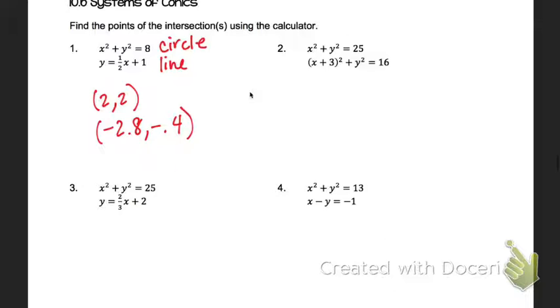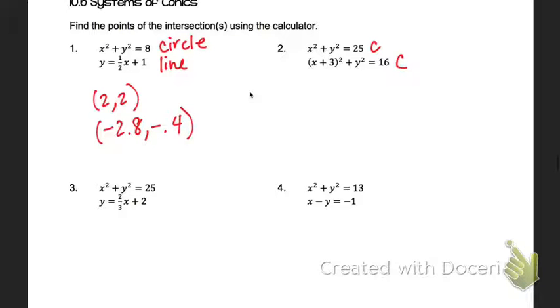Okay, let's look at number 2. First, let's identify what kind of graphs they are. What is the first one? x squared plus y squared equals 25. It would be a circle. I'm just going to put a C next to it. And the second one, x plus 3 squared plus y squared equals 16. It's also a circle because A and C are the same. So how many solutions could that have, do you think, if we have 2 circles that are intersecting? Maybe 1 or 2.